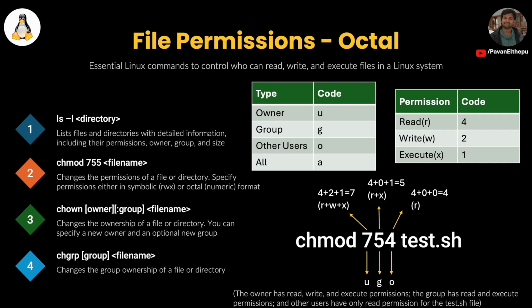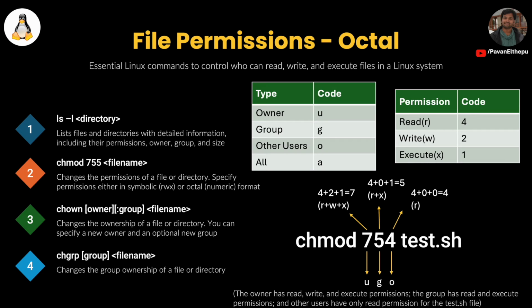So this is how this octal code is constructed. To summarize, the first digit shows the owner permissions, the second digit shows the group permissions, and the third digit shows the other users' permissions. So 7 can be constructed as 4 plus 2 plus 1, that means read, write and execute, and 5 can be constructed as 4 plus 0 plus 1, which means read, no write, and execute, and 4 can be constructed as 4 plus 0 plus 0, that means he can only read the file; he cannot write and he cannot execute the file.